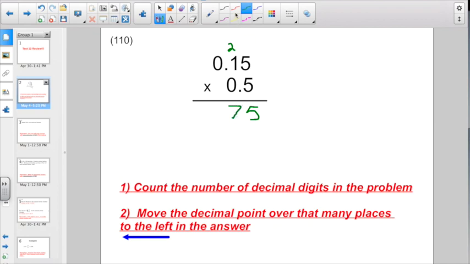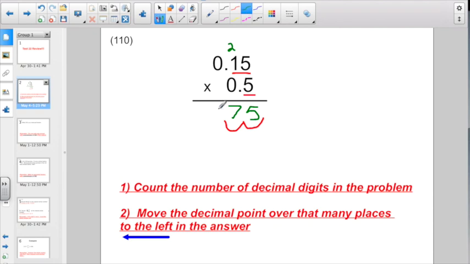Then you want to count the total number of decimal digits in the problem. I have a 1 and a 5, so that's 2. And I have a 5, so that makes 3. Move the decimal point over that many places to the left in the answer. So I'm going to start at the end of my number. I'm going to jump over 1. I'm going to jump over 2.